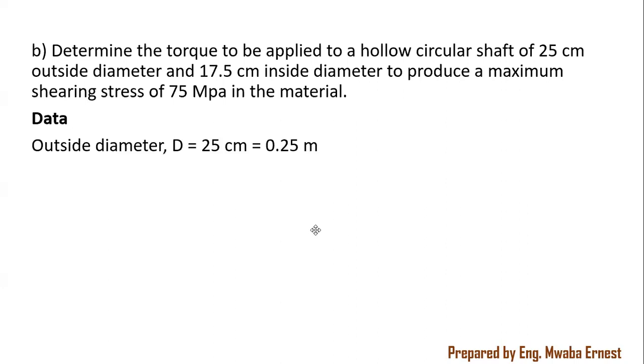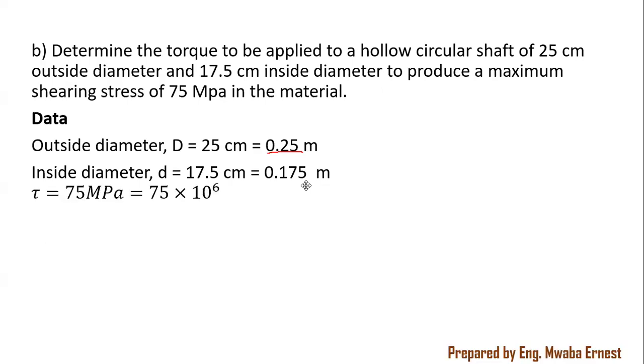Let's arrange our data. Number one, our outer diameter is 25 centimeters. So divide by 100, we have 0.25. Inside diameter is 17.5 centimeters. We do the same, divide by 100. So we have 0.175 meters. Shear stress. The shear stress we've been given as 75 megapascals. So mega represents 10 power 6. Hence, we have 75 times 10 power 6.